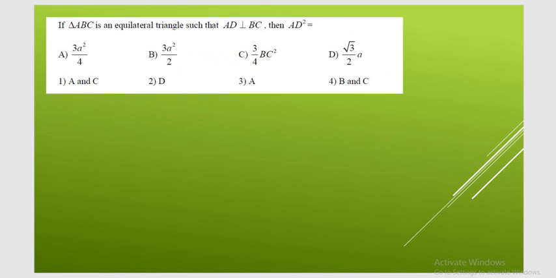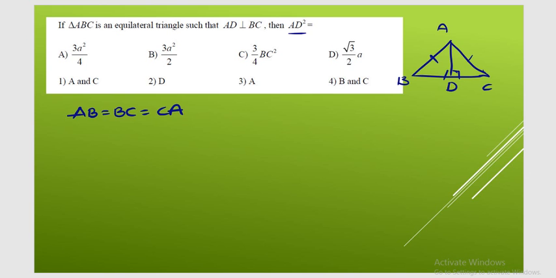Right? Next, moving on to one more question. This is also related to similar triangles. Now what he has given: in triangle ABC, there is a triangle ABC which is an equilateral triangle. Equilateral triangle means all the side lengths are equal. Next, he has given AD is perpendicular to BC. AD perpendicular to BC means clearly AD is the altitude. And what he is asking you to find is AD square. Now in triangle ABC, we can say AB is equal to BC is equal to CA.